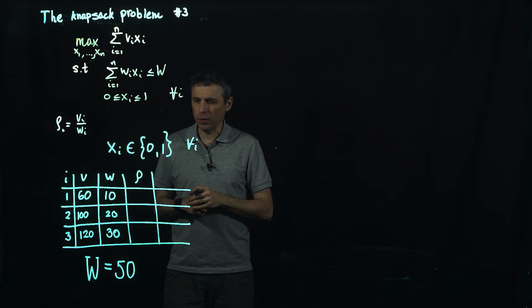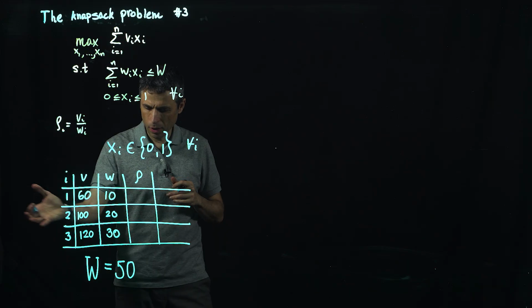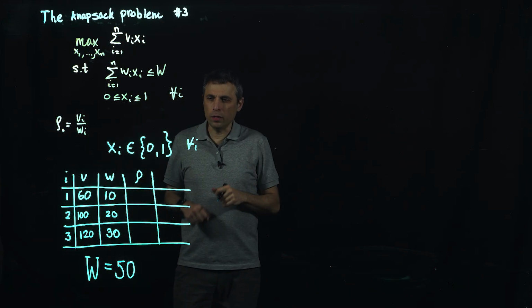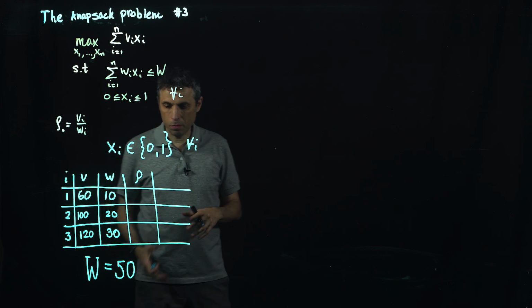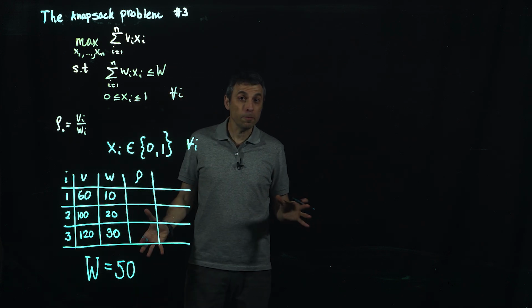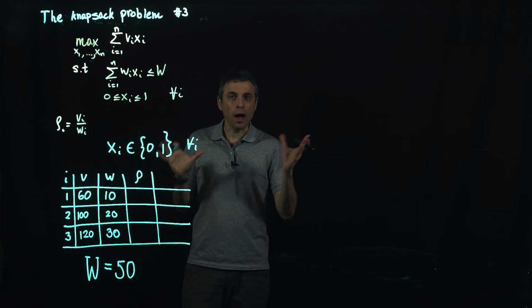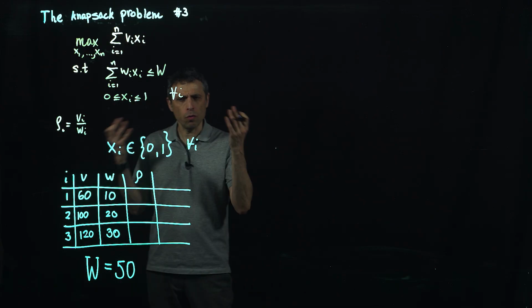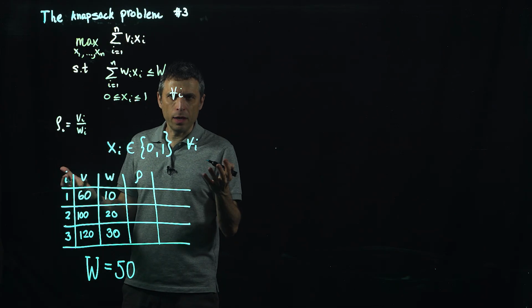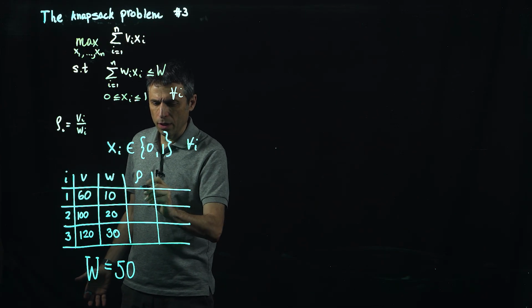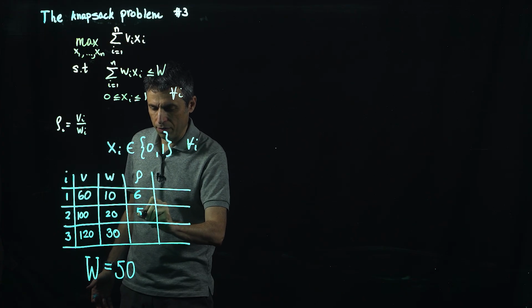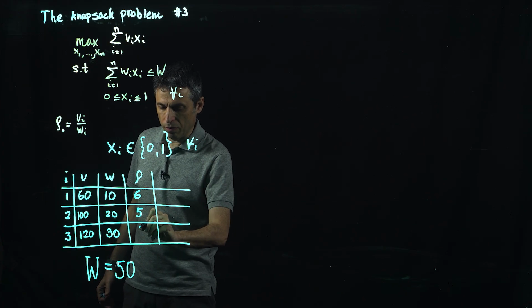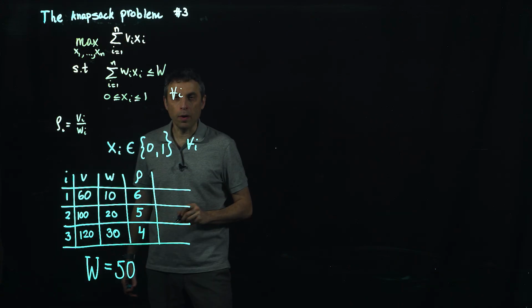I wrote an example in which there are 3 items. I can only carry 50 pounds. There are 60 total, so I need to choose which items to take, and I cannot take half an item and so on. So the greedy algorithm says, let's compute the density. 60 over 10 is 6, 100 over 20 is 5, 120 over 30 is 4. They are already ordered by their density.